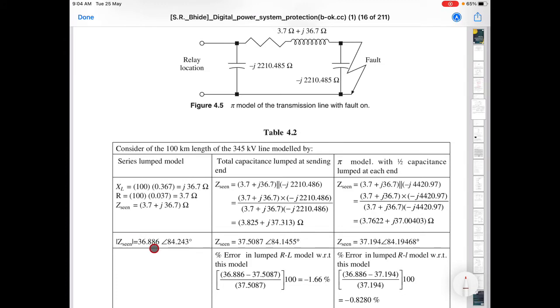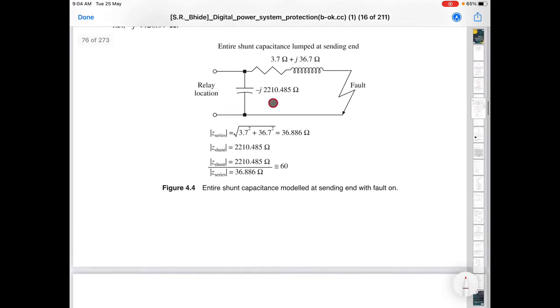Now what if we consider the shunt capacitance also, shunt element, which we have assumed is only at the sending end. In that case, only this value is there because it is only at the sending end. Okay, see here, this circuit.